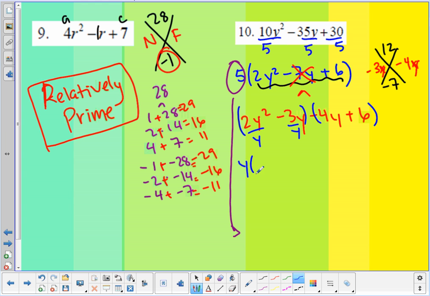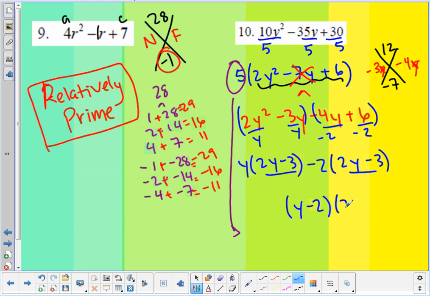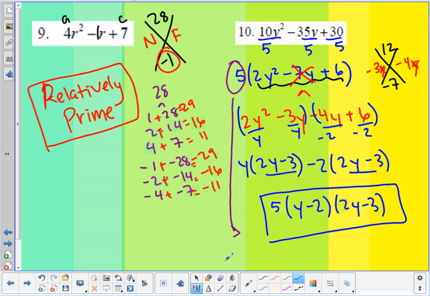So I have y out front, 2y minus 3 behind. From the second group, I have a negative 4y plus 6. I know I can take out a 2, but since the first term's negative and the second term's positive, I need that 2 to be negative because I want a positive, then negative. So I'm going to make that a negative 2 out front, which gives me positive 2y and then minus 3. Same, same. I have y minus 2, 2y minus 3. My 5 goes back out front from the original GCF, and that's my factored form.